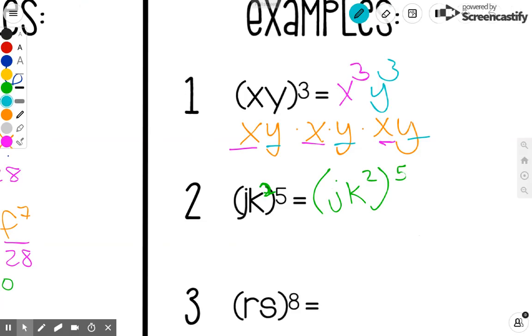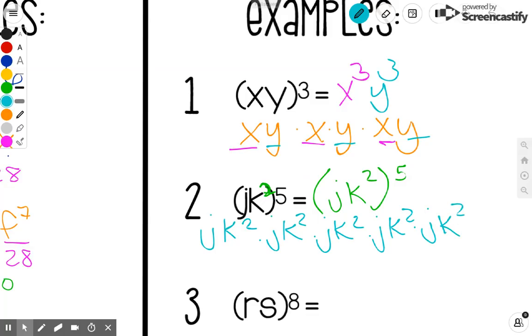So that means I have jk squared 1 time, 2, 3, 4, 5 times. There they all are. So I know my j's are 1, 2, 3, 4, 5. So I've got 5 j's.